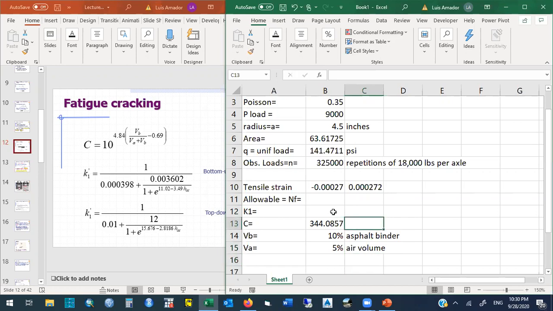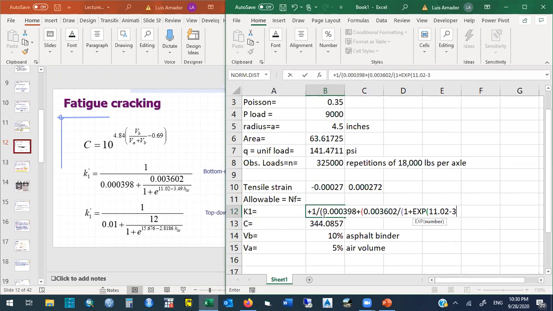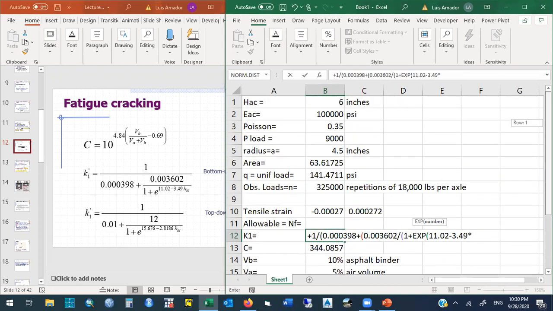So the K1 only depends on the thickness, you see? So that one should be very simple. And I'm only gonna do the bottom up. I'm gonna ignore this equation, which is top down. So I'm only gonna do this one. Guys, correct me if I made a mistake, please.